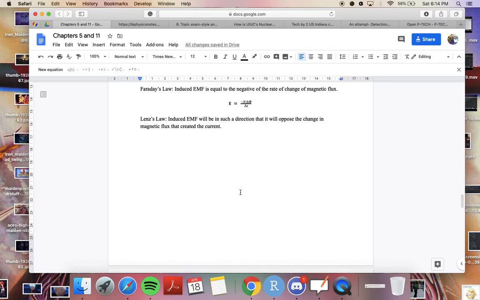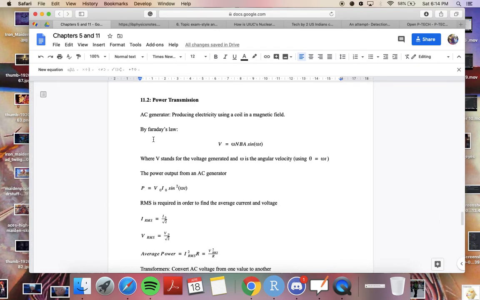Let's move on to the next part, 11.2, transmission of power. What is an AC generator? An AC generator, or alternating current generator, produces electricity using a coil and a magnetic field. So once again, our moving magnet scenario, except it does look a little bit different. You don't need to really know the functioning of an AC generator. We just need to know that it produces an alternating current.